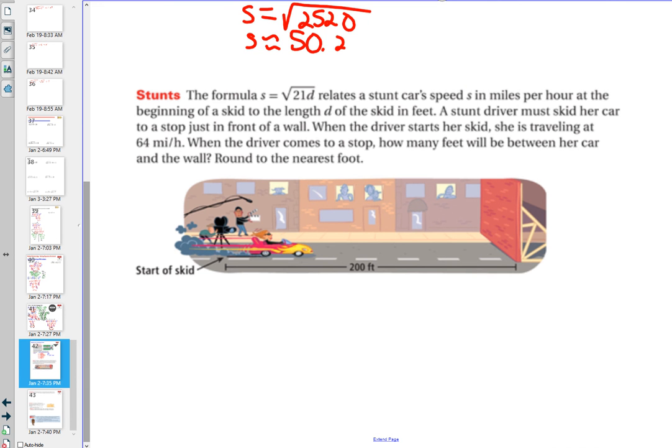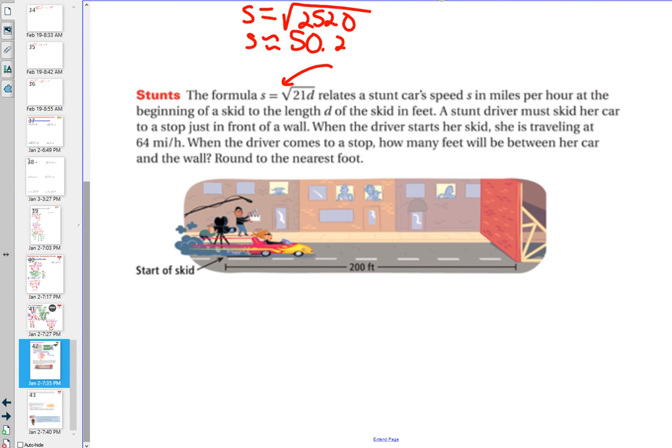Okay. The formula S equals square root of 21D relates a stunt car's speed in miles per hour at the beginning of a skid to the length of the skid in feet. Hey, that's another skid word. Not Squidward, but skid word. And by the way, look, they've already modeled it for you, so you're not having to come up with that formula. It's being given to you. That makes things substantially easier.